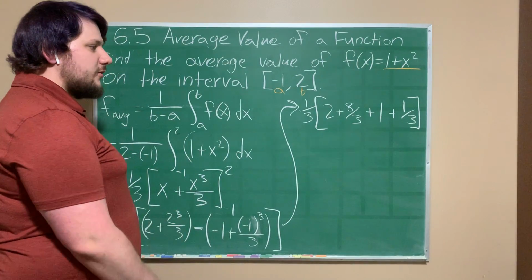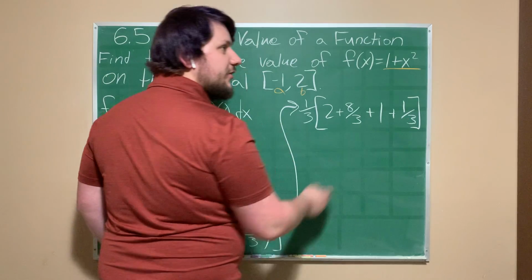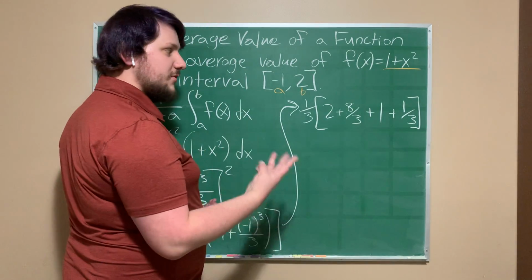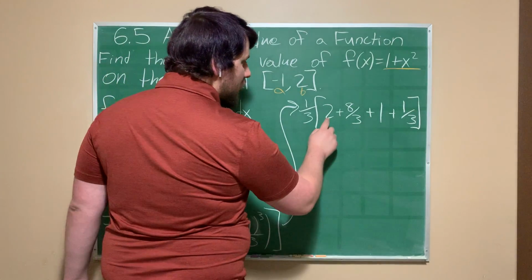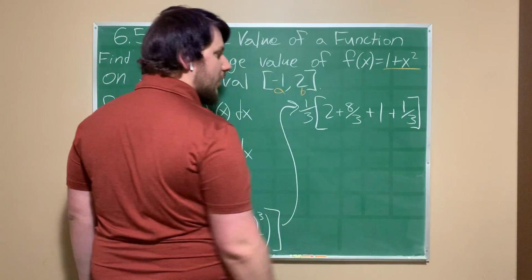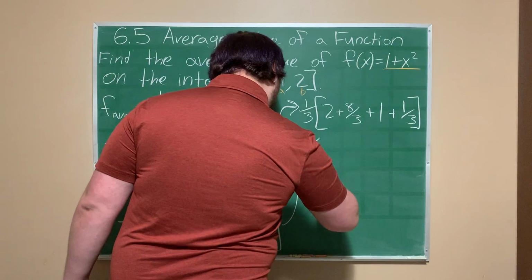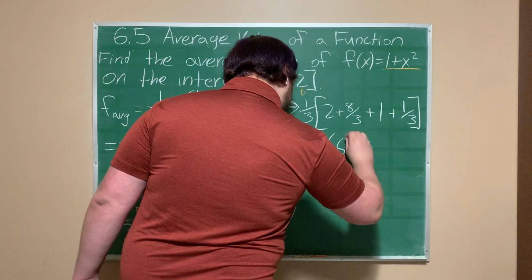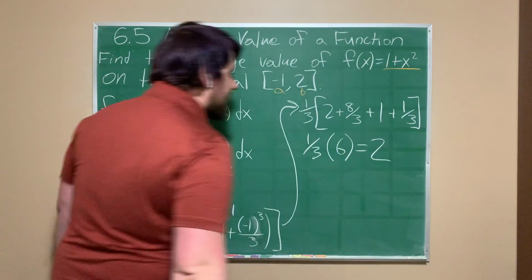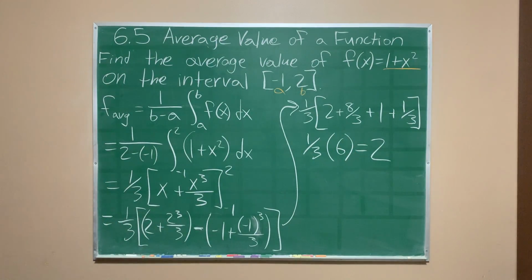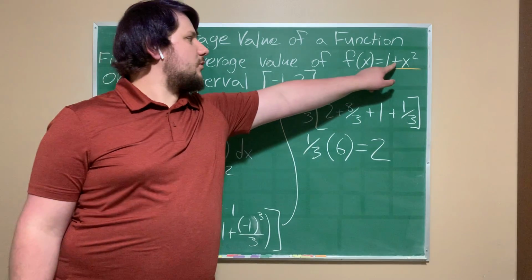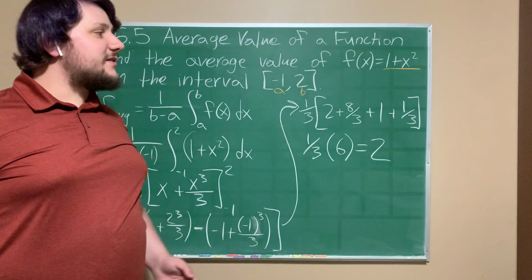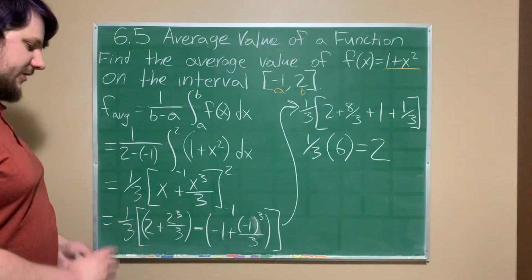Okay, so now 8/3 plus 1/3 is 9/3, or just 3. So then we have 2 plus 3 plus 1 is 6. So we get 1/3 times 6, which is precisely 2. Whew, there we go. So what we have learned is that the average value of the function f of x equals 1 plus x squared is going to be equal to 2 on this interval.